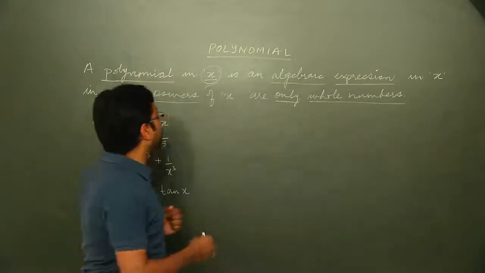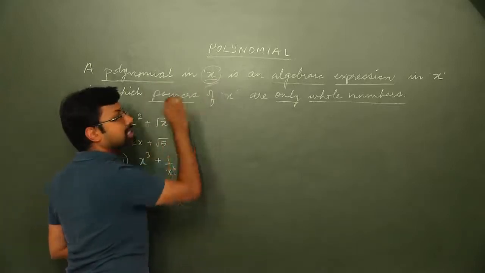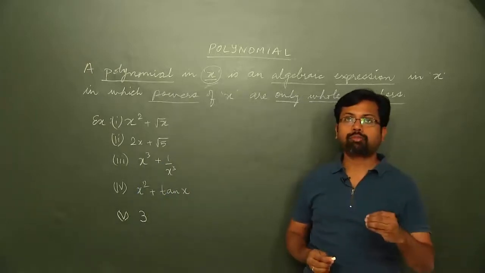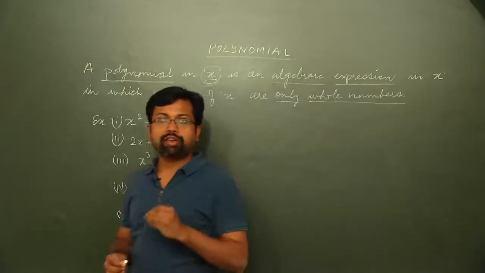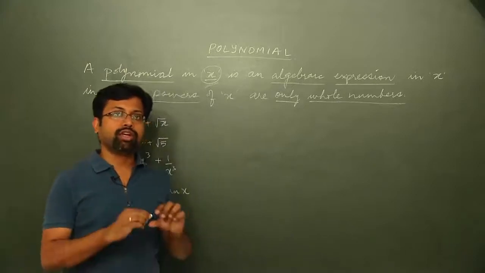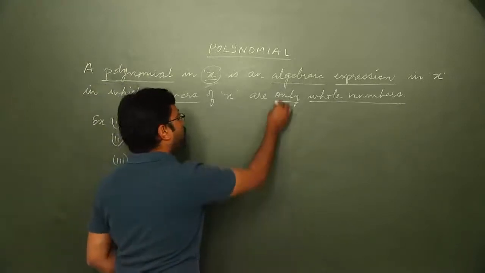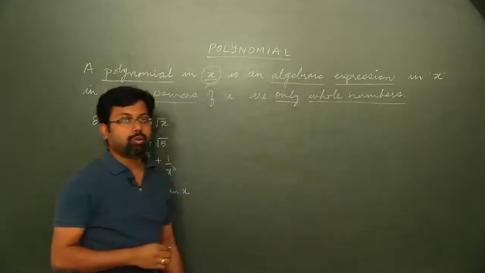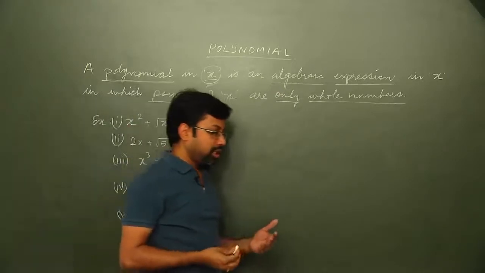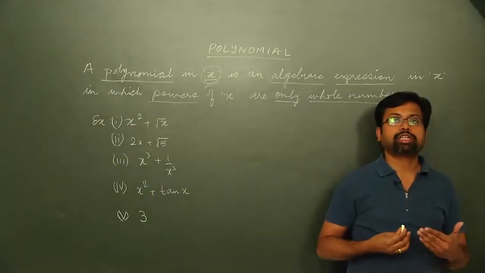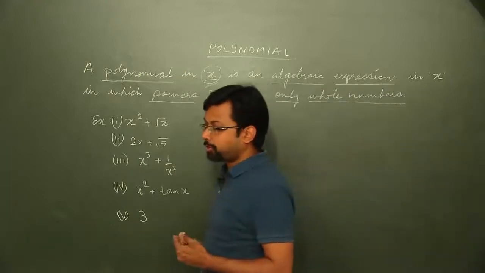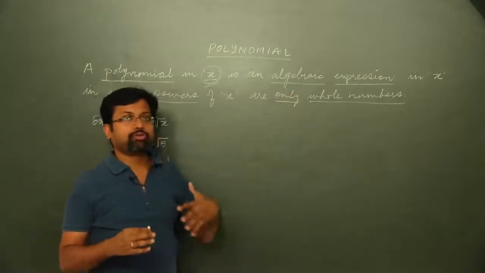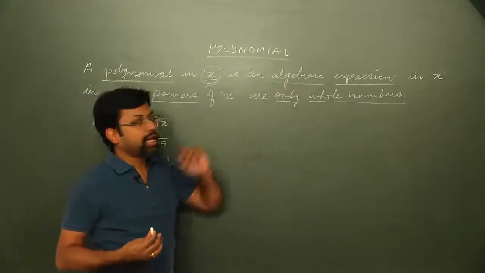But what we are going to study is a polynomial in X, that is in a single variable. We are going to confine ourselves to studying polynomials in a single variable. There will be just one variable in the given expression. What kind of expressions are we going to study? We are going to study only algebraic expressions. What is an algebraic expression? An algebraic expression is an expression that involves simple mathematical operations like addition, subtraction, multiplication and division, and it should involve variables and constants. That is called an algebraic expression.